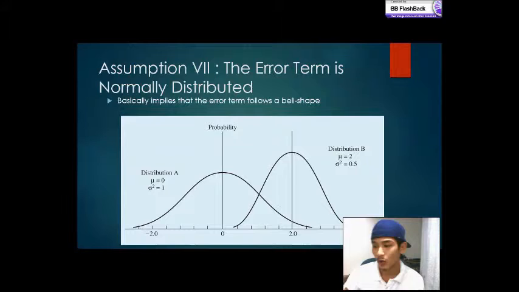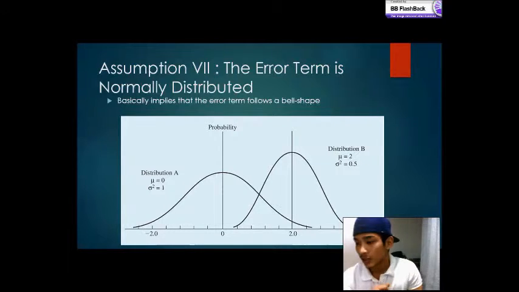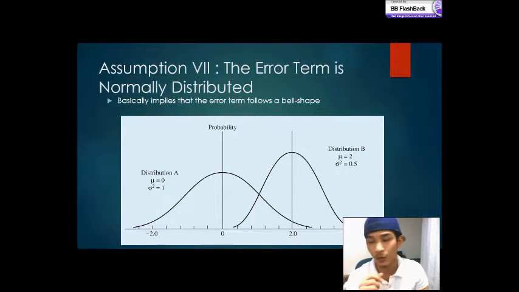Alright, so let me explain the variance. When the variance is different, it shows how different the size of the graph is. As we can see in distribution B, the variance is 0.5, which is lower than distribution A. So the graph will look skinnier. Alright, so that is all from the graph.